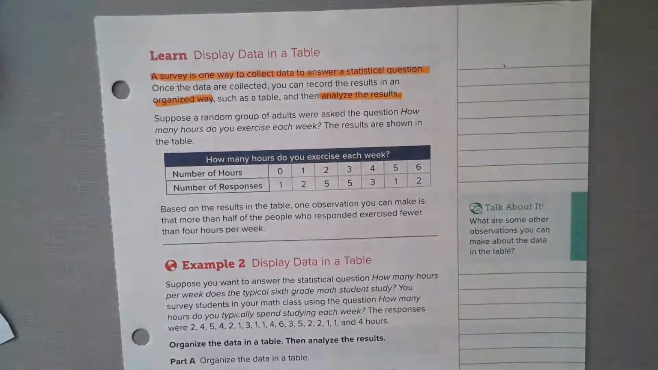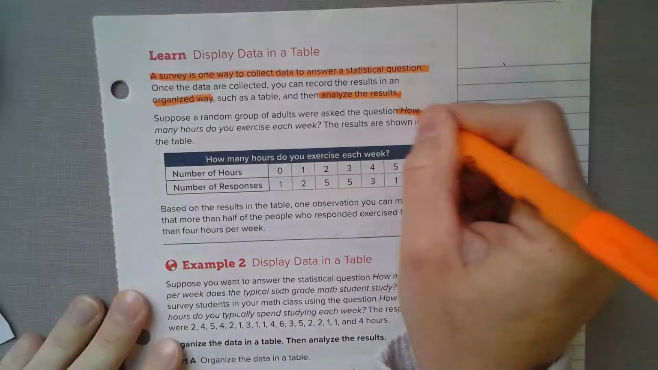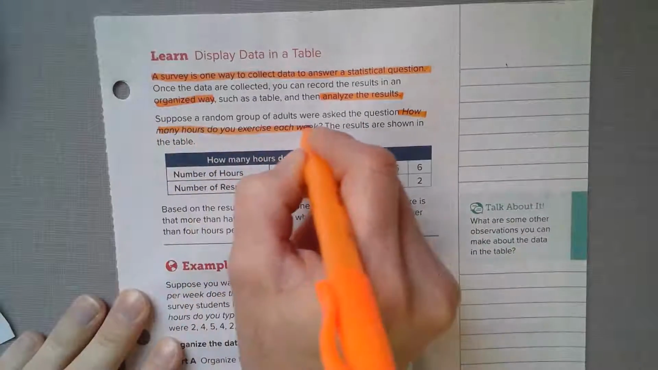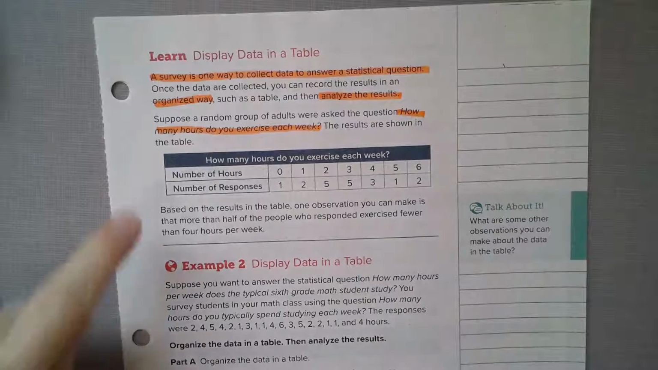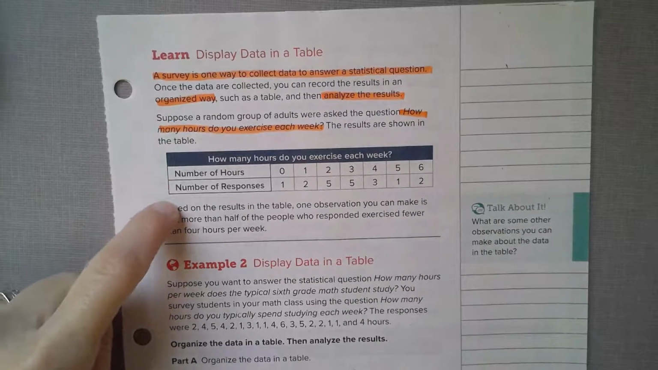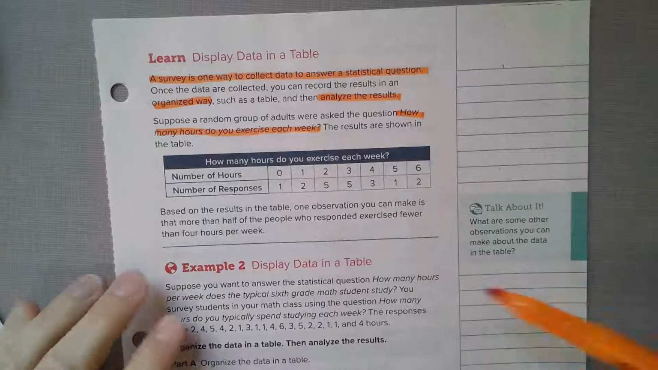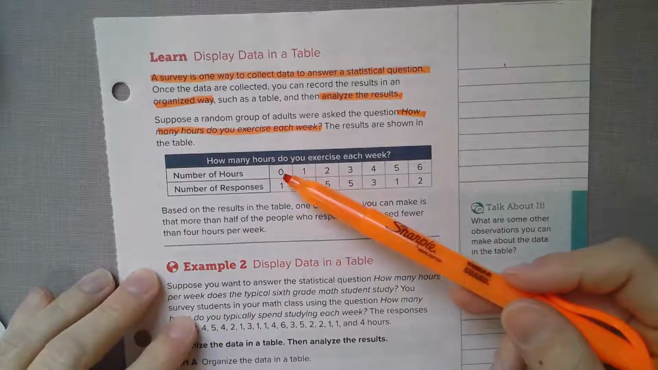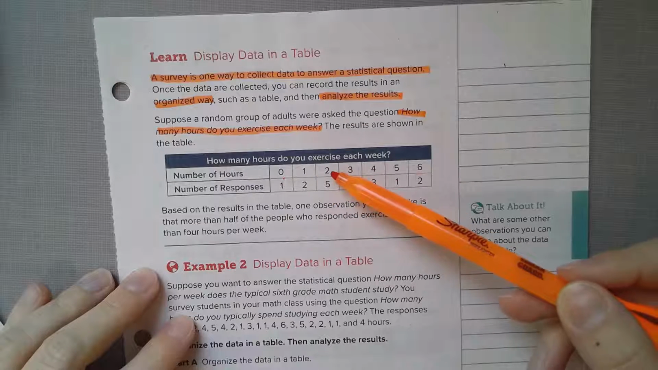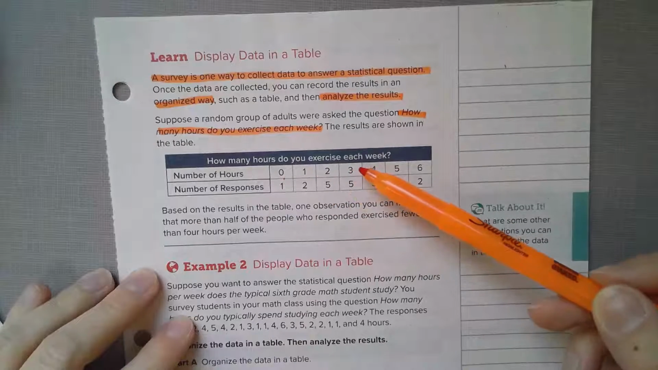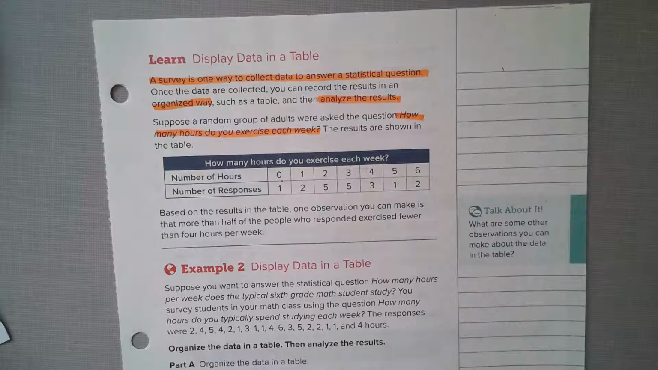Suppose a random group of adults were asked the question, how many hours do you exercise each week? The results are shown in the table below. Number of hours, number of responses. This says one person responded 0 hours, 2 people said 1 hour, 5 people said 2 hours, 5 people said 3 hours. This is how we read the table.